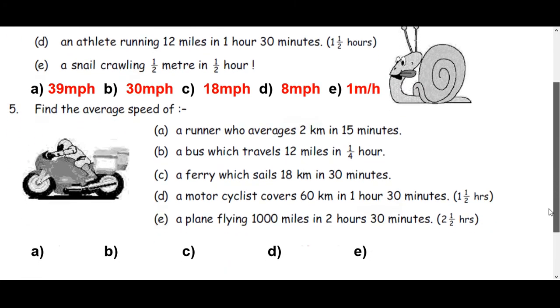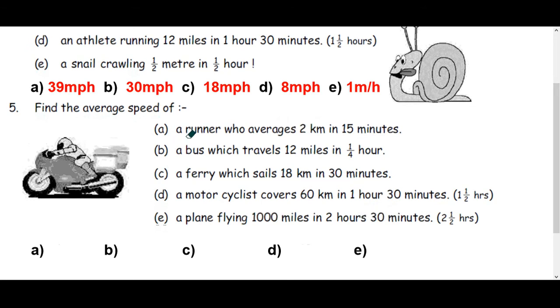Right, question 5, same idea. A runner who averages 2 kilometers in 15 minutes, so it's 2 divided by 0.25, so that'd be 8 kilometers per hour. So dividing by a quarter actually times the number by 4. You'll see the same thing happen here, but you can use a calculator and double check. But it's 12 divided by 0.25, so times that by 4. It'll be 48 miles per hour.